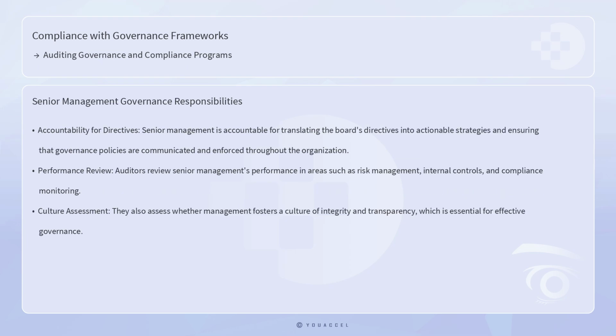In addition to board oversight, auditors evaluate the roles and responsibilities of senior management in implementing governance frameworks. Senior management is accountable for translating the board's directives into actionable strategies and ensuring that governance policies are communicated and enforced throughout the organization. Auditors review senior management's performance in areas such as risk management, internal controls, and compliance monitoring. They also assess whether management fosters a culture of integrity and transparency, which is essential for effective governance.